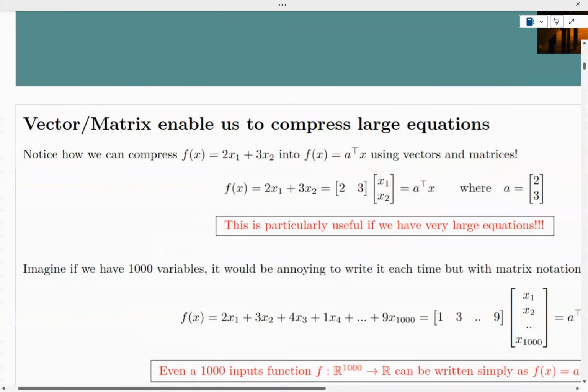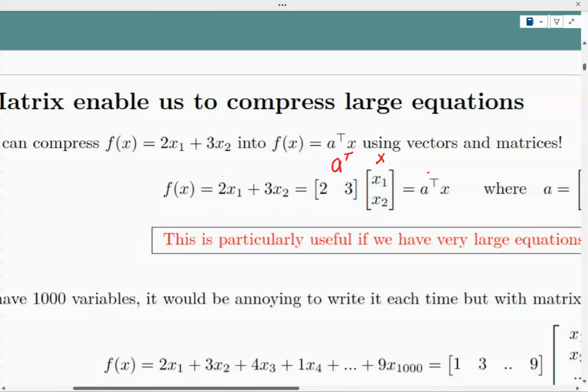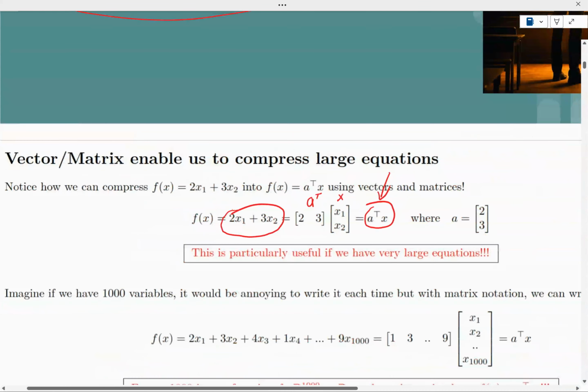Well, think about it. If we let x1 and x2 be a single vector, and 2 and 3 be another vector, then we can call the group of variables X, and we can call this A transpose. And therefore, what we have is A transpose X. Now, converting to this format is smaller, but you don't see that much of a saving, right?